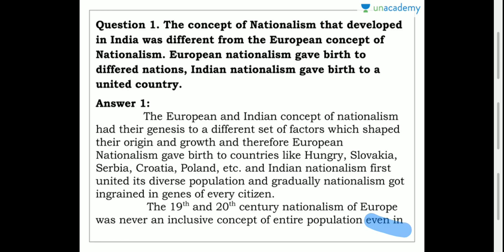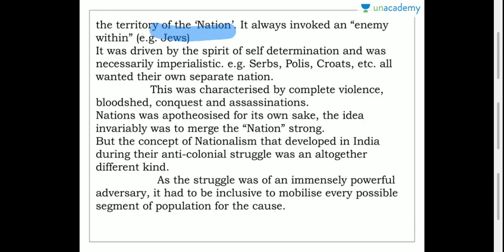Always in the territory of the nation, it invoked an enemy within. Different groups also felt that we are different groups and therefore we should have our nation for ourselves. Not only this, that we should have a nation. An enemy was always invoked within. For example, Jews were always seen as the enemy.